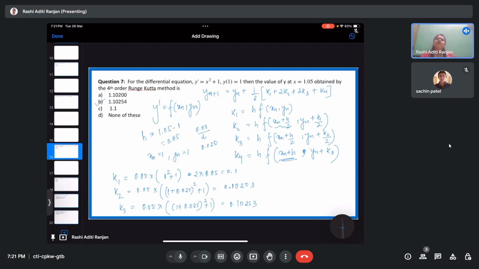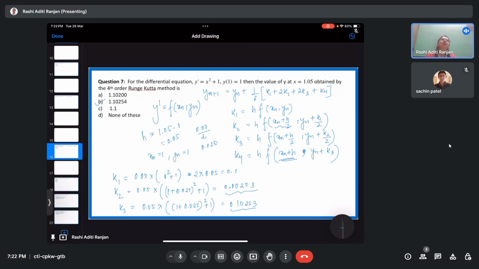Okay, so the answer of this question will be 1.10254. Now if you see, I have taken the values up to 5 decimal places. If I would not have taken it up to 5 decimal places, and had taken it to 2 or 3 decimal places, then I would never have got the exact answer. I may have got the first answer, A.